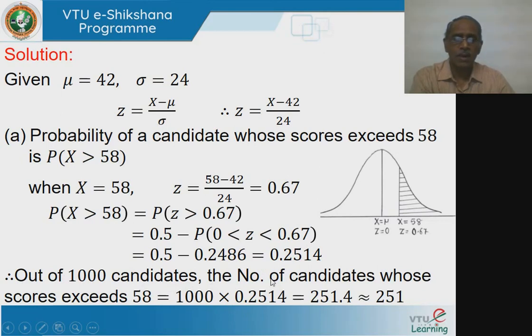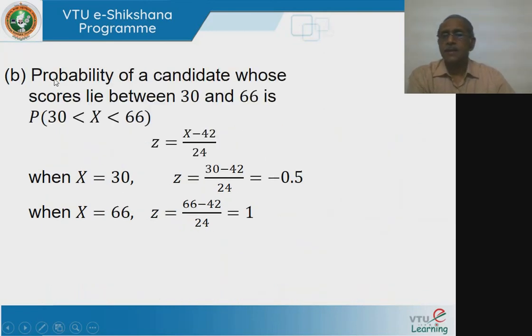Therefore, out of 1000 candidates, the number of candidates whose scores exceed 58 is equal to 1000 times this probability, 0.2514, which is 251.4, or approximately 251.